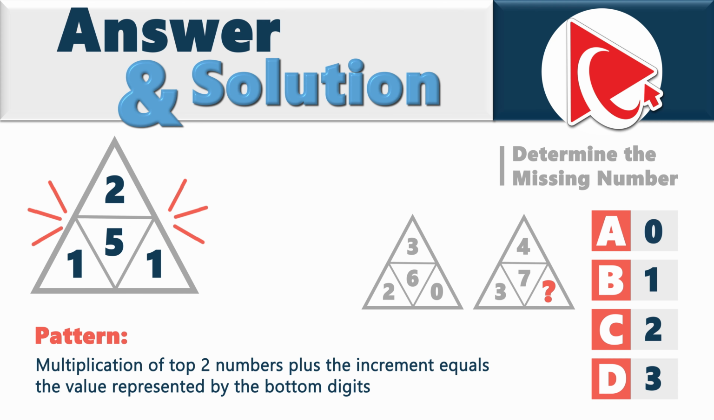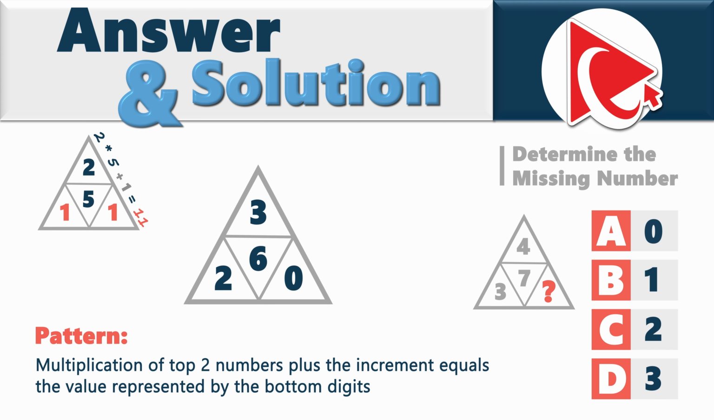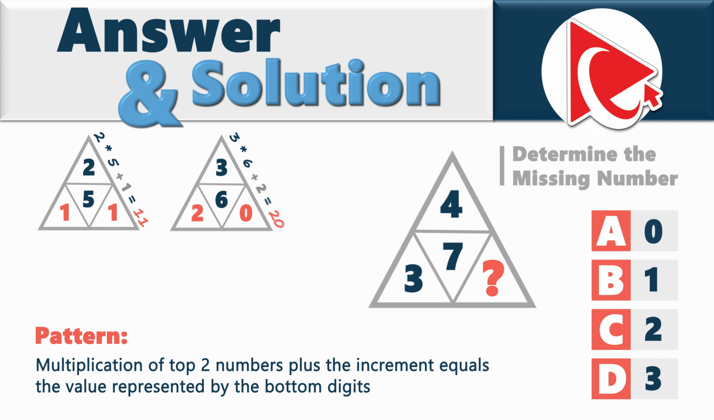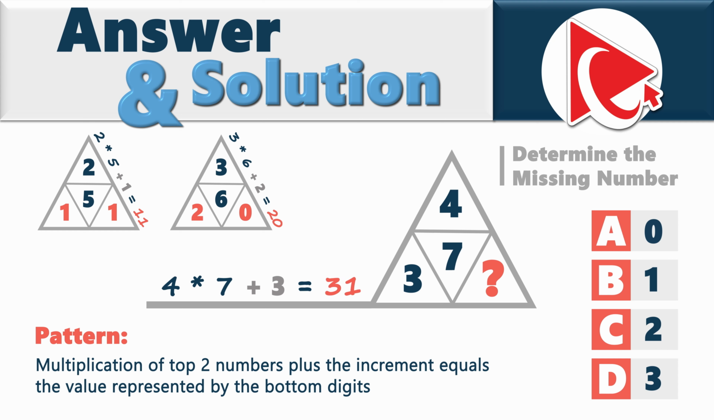For example, in the first triangle, the numbers 2 multiplied by 5 plus 1, where 1 is the increment, equals 11. In the second triangle, the increment will be increasing, so instead of 1, it will be 2. 3 multiplied by 6 plus 2 equals 20. So the missing number can be calculated as 4 multiplied by 7 plus 3 equals 31. So the missing number is 1, and the correct answer here is choice B, 1.